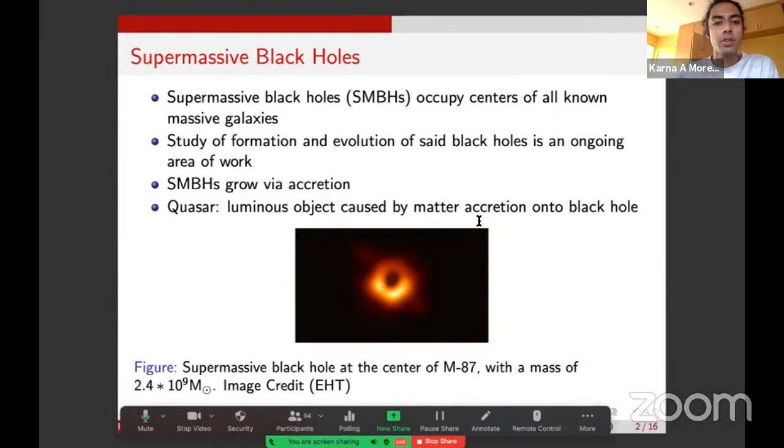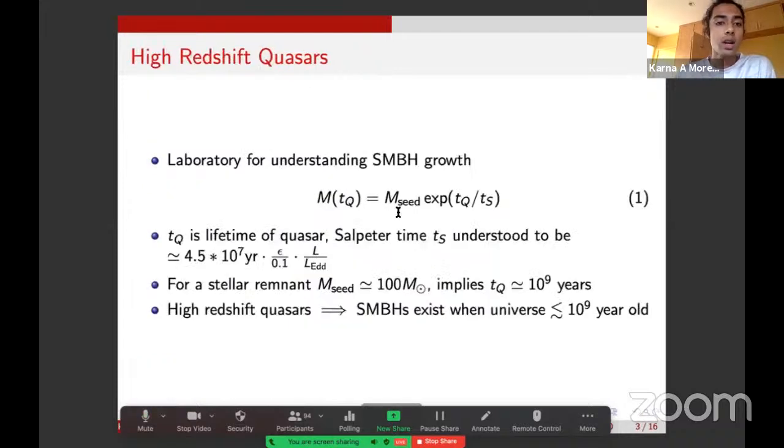The main motivation for this work is understanding more about supermassive black holes. Supermassive black holes occupy the centers of all known massive galaxies, and the study of the formation and evolution of these black holes is an ongoing area of work. These black holes grow primarily via accretion. One way in which we can study this process is via quasars, which are extremely luminous objects caused by matter accretion onto black holes. And these quasars, especially at high redshift, are an extremely powerful laboratory for understanding supermassive black hole growth in the early universe.